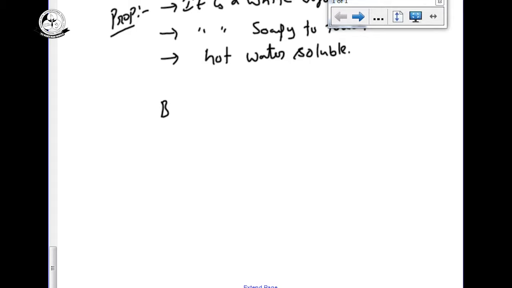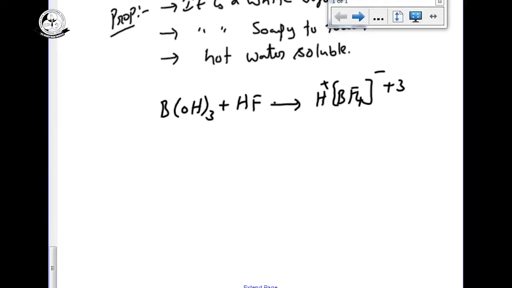Boric acid B(OH)3 is soluble in hydrofluoric acid also, and it can form hydrogen fluoroborate HBF4, H is plus and BF4 is minus, and lots of water.